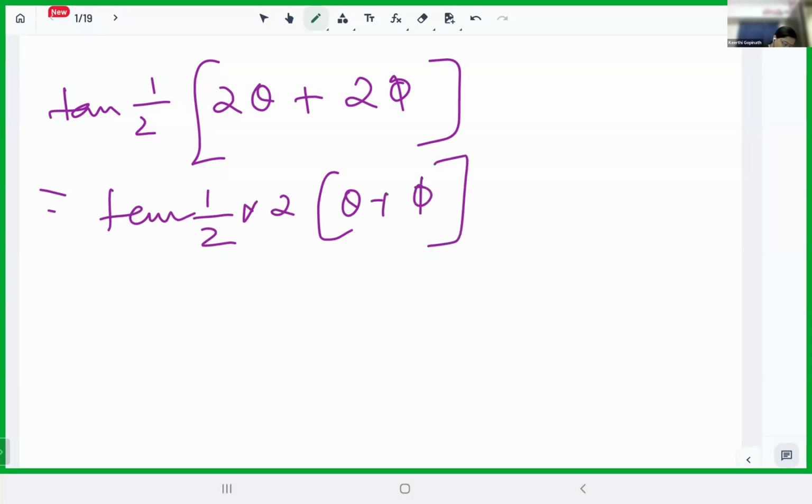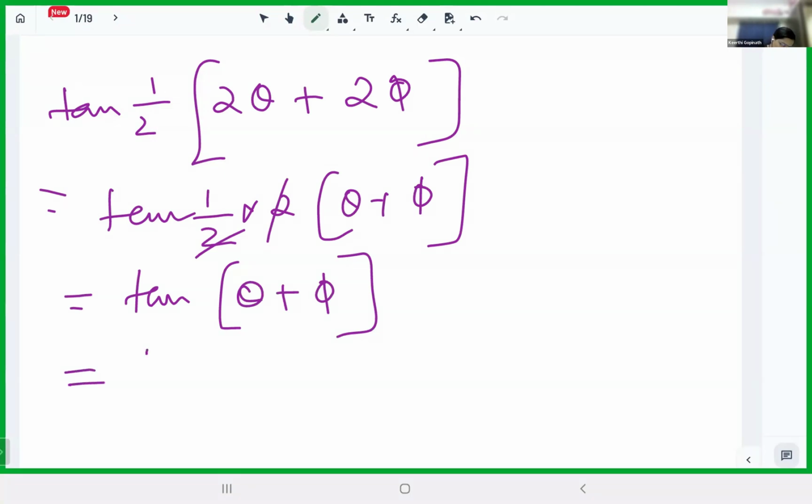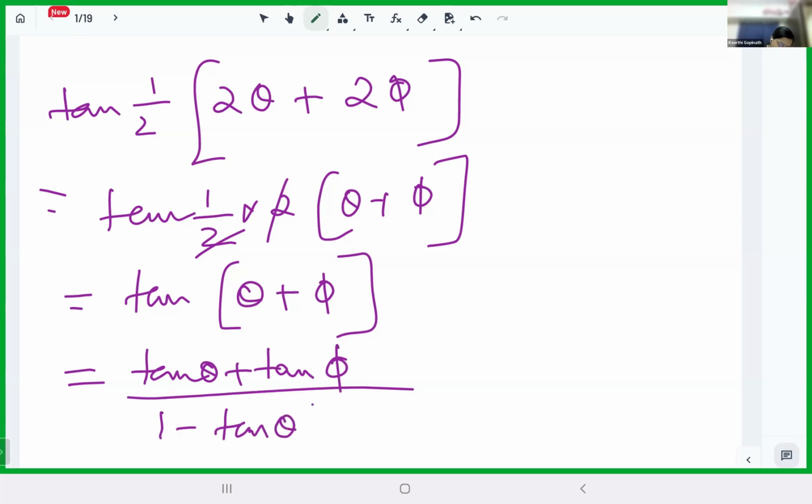So it will become tan of, this 2 will get cancelled, right? So it will become tan of theta plus phi. Here we can write this as tan theta plus tan phi by 1 minus tan theta tan phi.